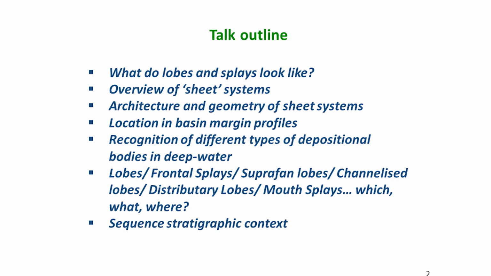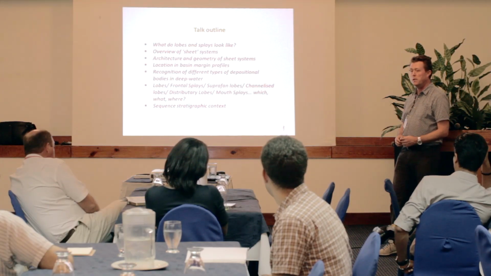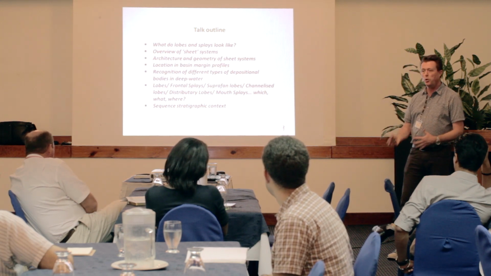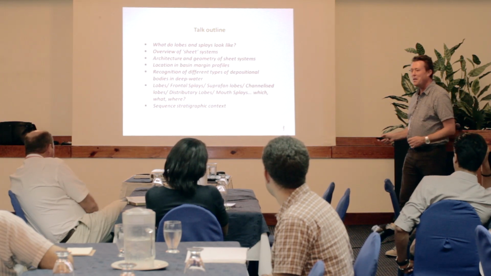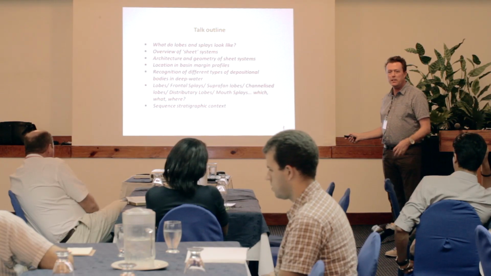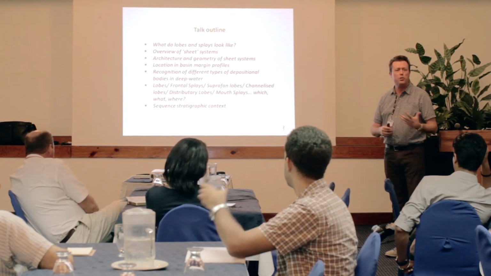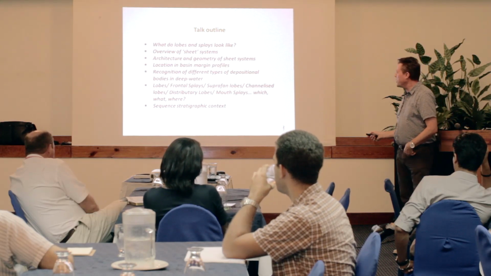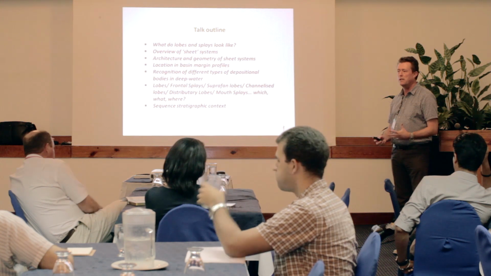I'll go through with you a review of where they occur on slope, margin and basin profiles, and I'll help you to look at the different ways we recognize these things. There are many different terms, if you look at the second last bullet point here, that people use in different companies, in different research groups, in different age groups maybe, I don't know. Lobes, frontal splays, superfan lobes, channelized lobes, distributary lobes. Some of these terms are really quite awful. Mouth splays. Which one of these, what are they? Are they all different? Are they the same?